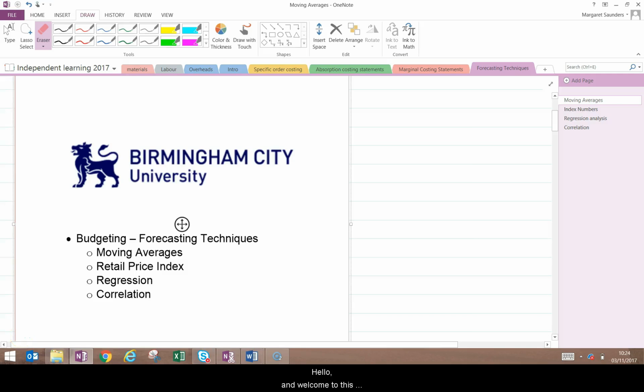Hello and welcome to this recording, which will look at a particular technique that can be used for forecasting when preparing budgets. The technique that we're going to look at is moving averages.